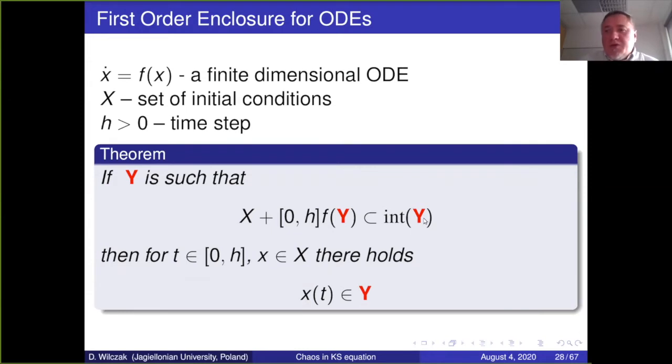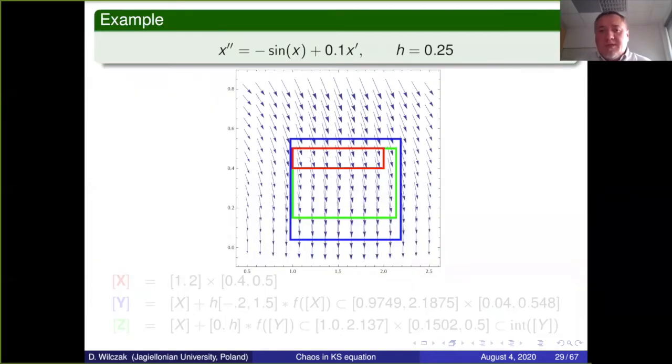So if this inclusion holds true, then the solutions for our ODE exist for this time range and for any x from the set capital X, and moreover, they belong to Y. So this is very easy, straightforward way to find some rough enclosure for our system. And here is an example how it works.